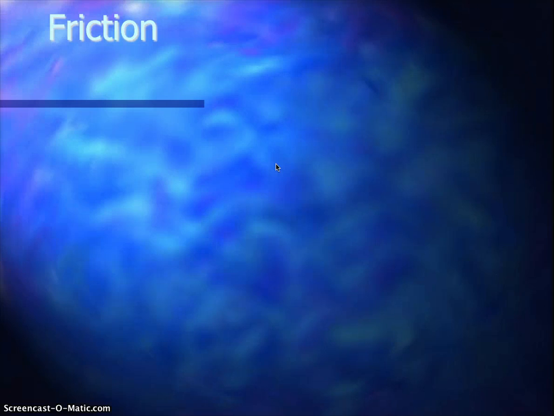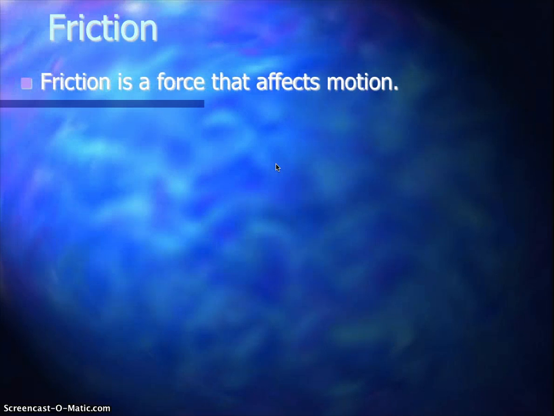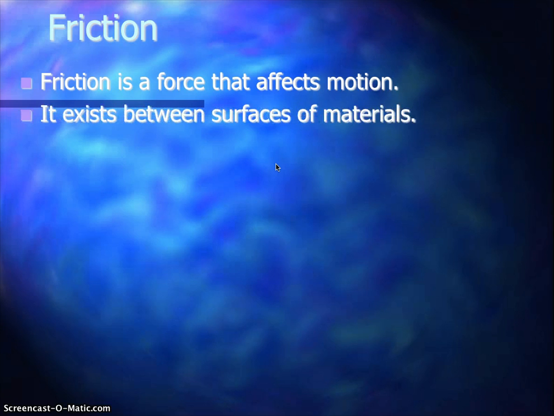So we've talked about friction. Friction is a force. In fact, it is a force that affects motion. As you know, there is no real place where friction is completely ignorable, because no matter where you go, there will pretty much be friction. Friction will always exist between surfaces of materials, and at the moment, there isn't any material in existence that is so smooth that it is frictionless.